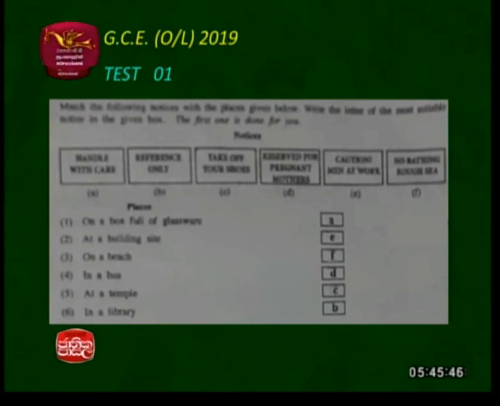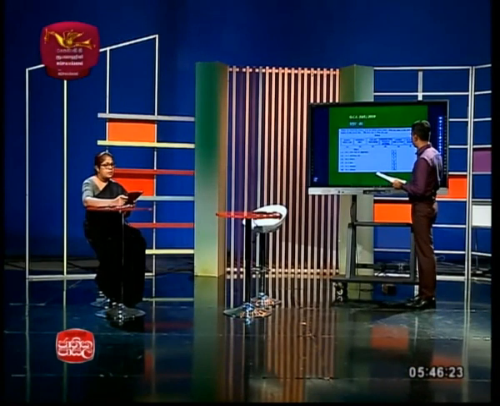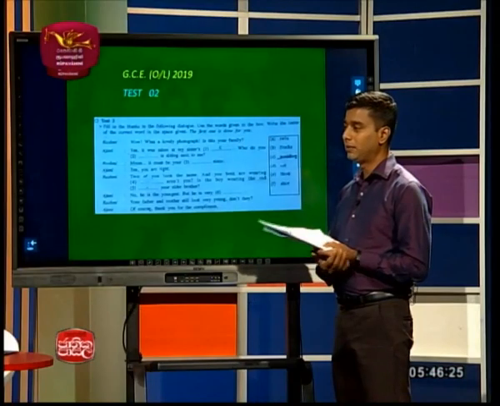Yes. On a beach, F, no bathing, rough sea. Yeah, so beach goes with sea. So you can think which notice goes with that, so it's rough sea. In a bus, D, reserved for pregnant mothers. Yeah, so bus, you have seen this, reserved for pregnant mothers, reserved for clergy. At a temple, C, take off your shoes. In a library, B, reference only. Reference means, children, you can't take the book out of the library.